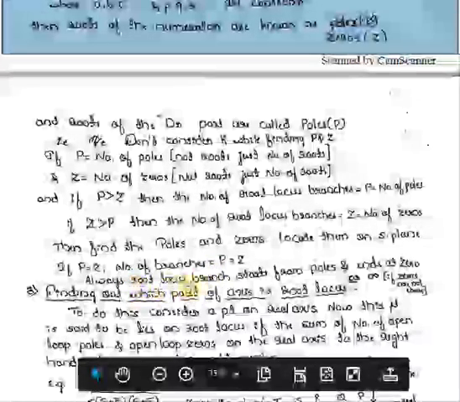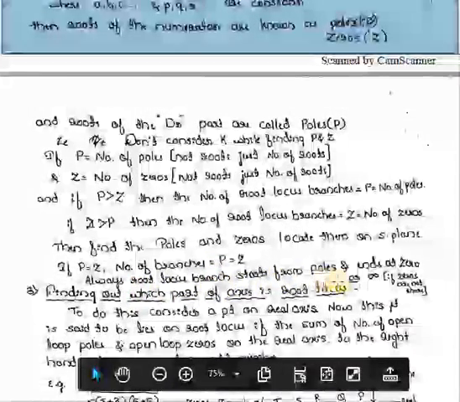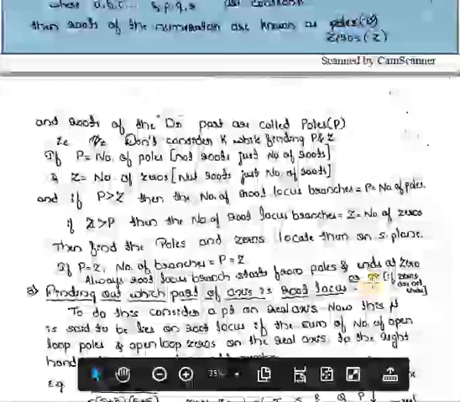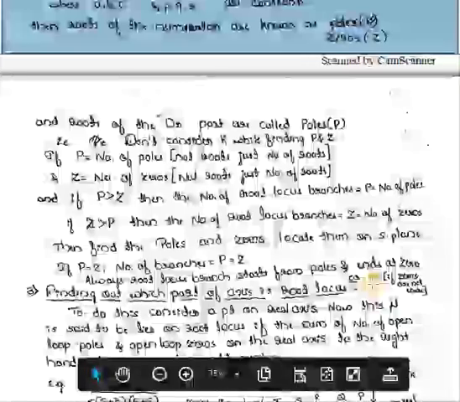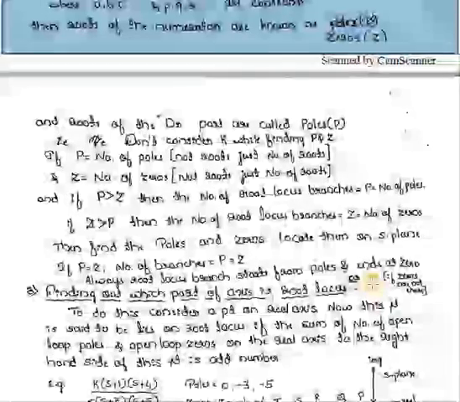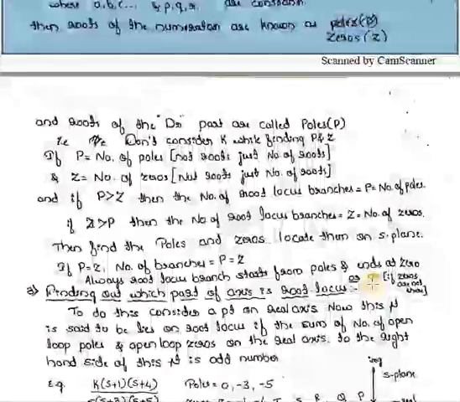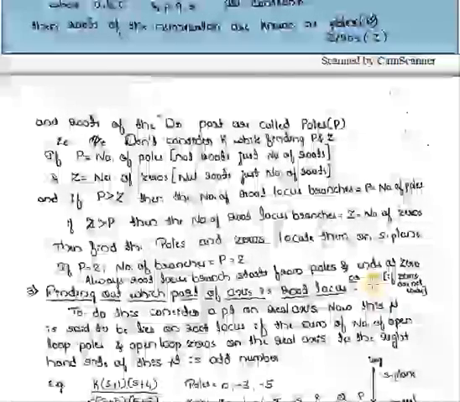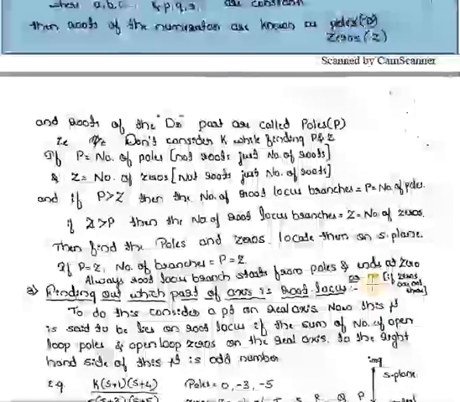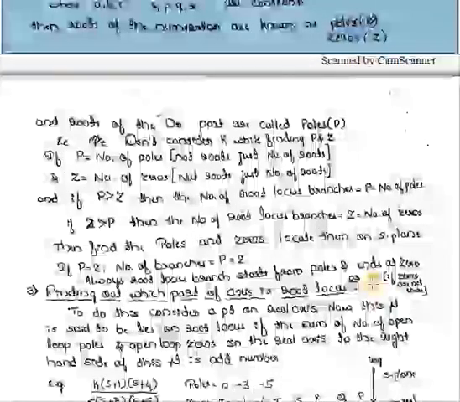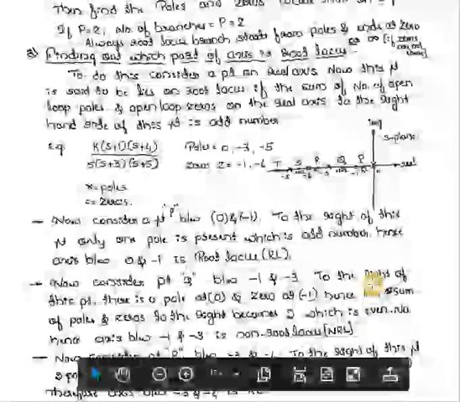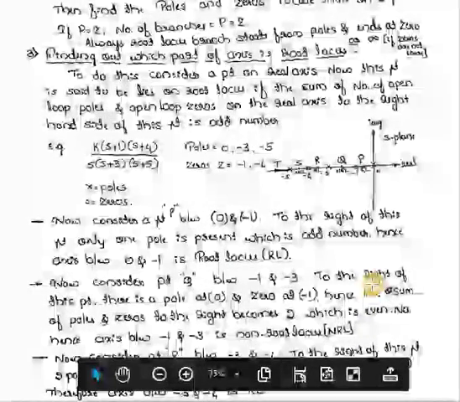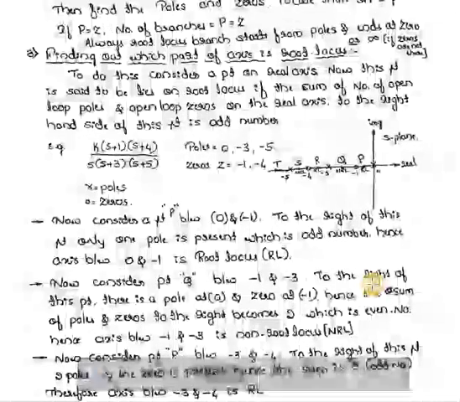And always a root locus branch starts from a pole and ends at a zero or ends at infinity. That is, while drawing the root locus, your starting point should be a pole and the end point should be a zero. If there are no zeros, then you should end towards infinity. Then the third step is to find out which part of the axis is root locus.